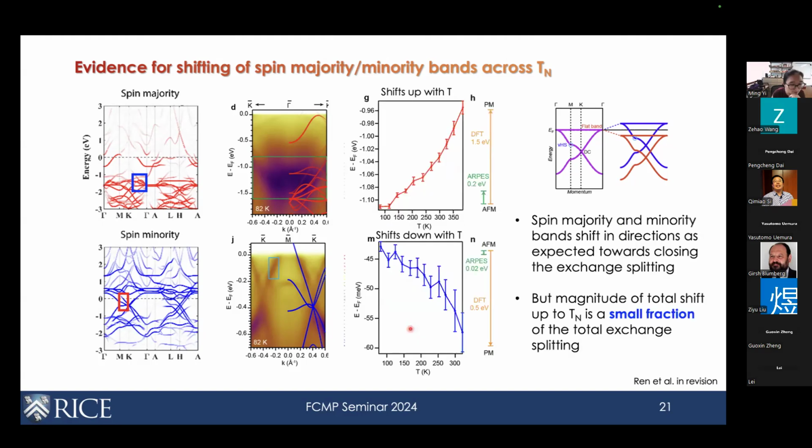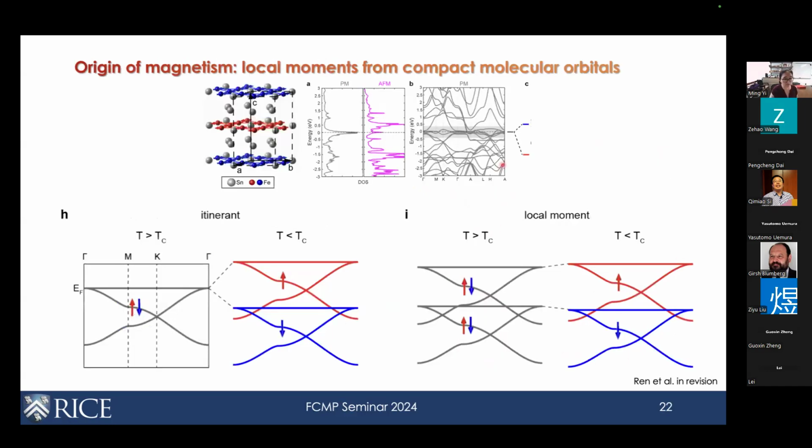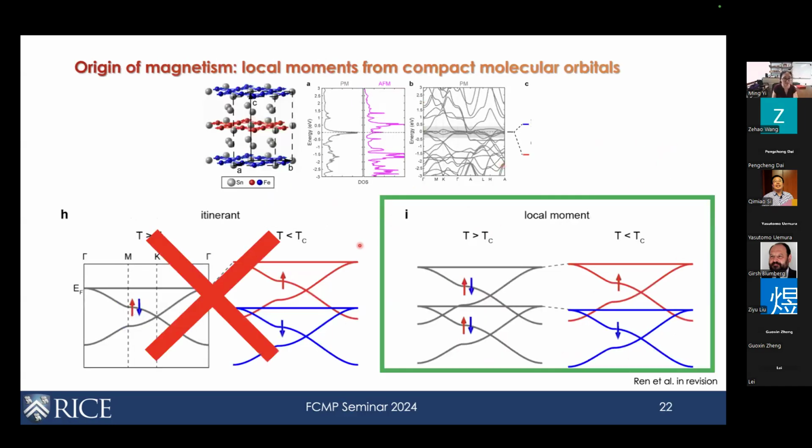But if you look at the total amount of the shift in energy, you will notice that for this piece of band, it only shifts by about 20 millivolts. And that is a tiny fraction of the overall exchange splitting expected from DFT. And this one as well. So thinking back to the picture between the Stoner type and the Heisenberg type, we can see that for iron tin, as we go across the ordering temperature, only a small fraction of the total exchange splitting actually closes. So what this suggests to us is that iron tin, even though it has topological flat bands at the Fermi level, really falls more in line with the local moment picture over here.